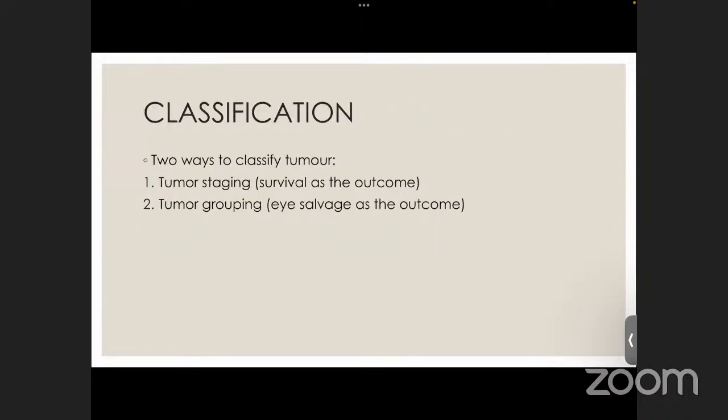Now, for classification, there are two ways to classify the tumor. First is tumor staging and second is tumor grouping. Tumor staging has survival as the outcome, whereas in grouping, we take eye salvage, that is preservation of the eye, as the outcome.